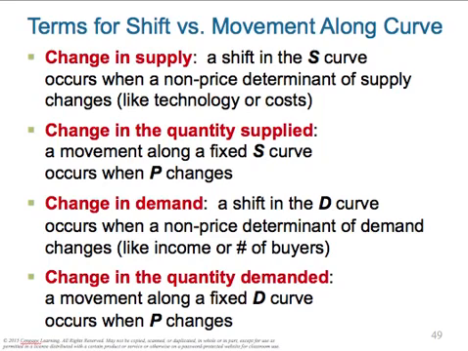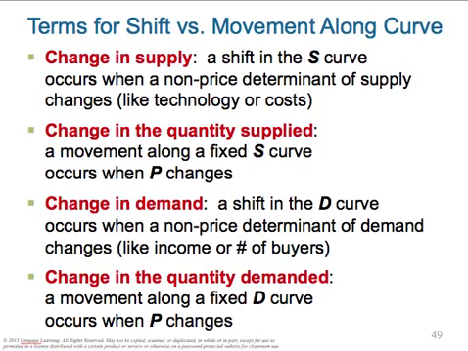So the terms for a shift versus movements along the curve are as follows. A change in supply is a shift in the supply curve that occurs when a non-price determinant of supply changes, say like technology or input costs. A change in the quantity supplied is movement along a fixed supply curve that occurs when price changes. Remember, that's on the axis of a change in quantity supplied. So we have a shift of the curve versus a movement along the curve.